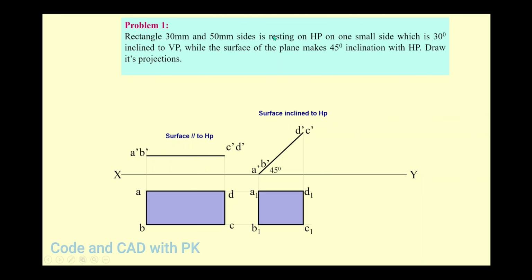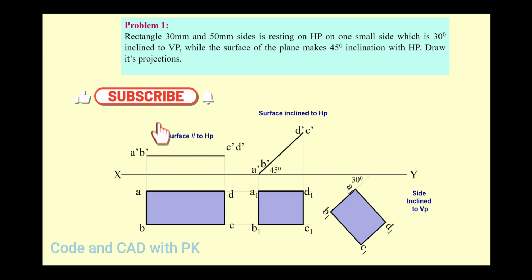Now the next stage is, it is 30 degrees inclined to the vertical plane. So now you will rotate your top view 30 degrees to the vertical plane. For that, I draw a 30 degrees line, the side inclined to the vertical plane. So 30 degrees, and again you will locate your points. Now draw the projectors from the top view like this and draw horizontal projectors.